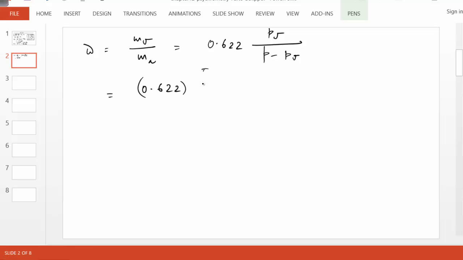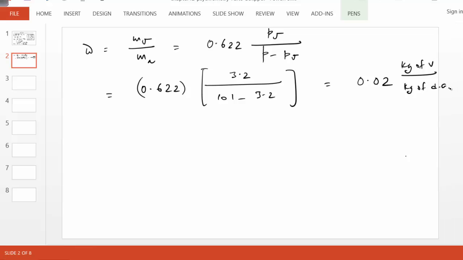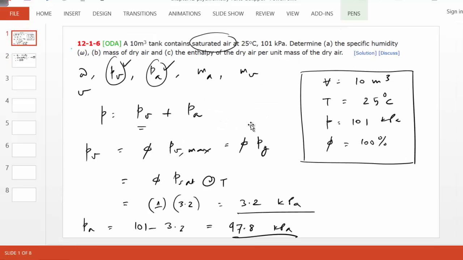We can easily calculate that. Therefore, PV we just showed is 3.2, over 101 minus 3.2, and that turns out to be approximately 0.02. And the unit will be what? Kg of vapor per kg of dry air, right? Or most of the time, the vapor is so small, it is multiplied by 1000 and written as gram of vapor per kg of dry air. That's sometimes the unit used in the psychrometric chart.